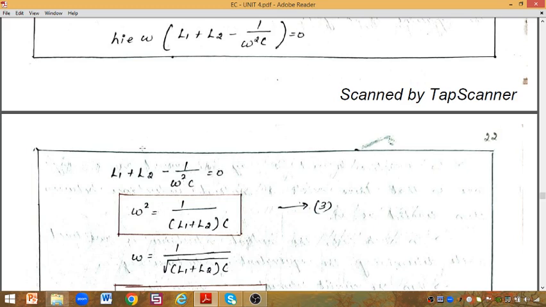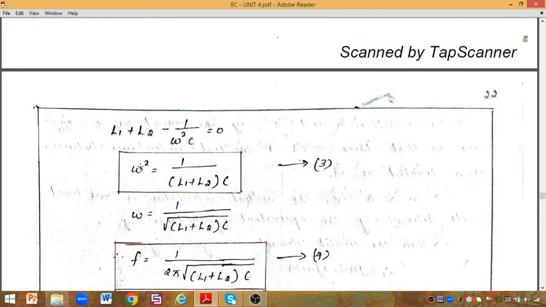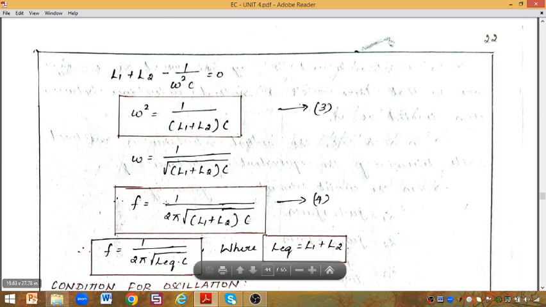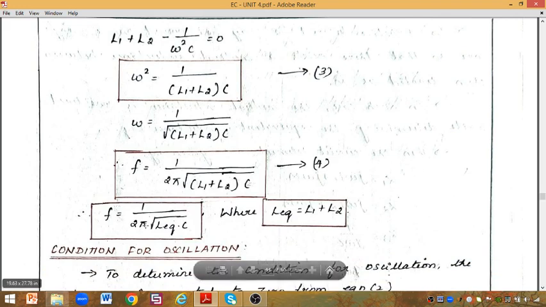So what will you get for omega square? Omega square is equal to 1 by (L1 plus L2) into C. What is omega? Omega is equal to 2 pi f, right? So f is given by 1 by 2 pi root of (L1 plus L2) into C. What is L1 plus L2? It is L equivalent. So we can write f as 1 by 2 pi root of L equivalent into C.